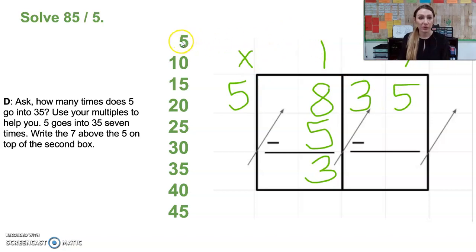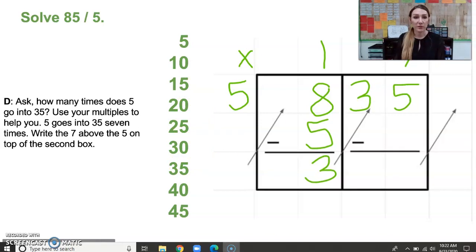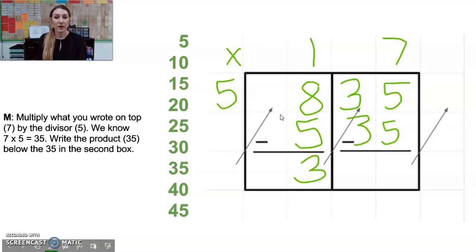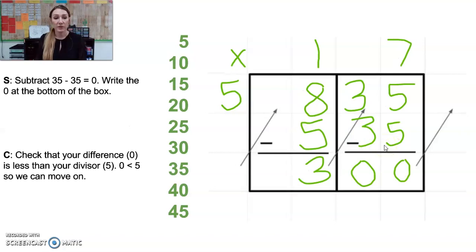Well, if I look at my multiples, I can see that it goes 1, 2, 3, 4, 5, 6, 7 times. So I'm going to put the 7, let me move this over. I'm going to put the 7 up top above the box that I'm dividing into. And next I'm going to multiply. So 7 times 5 is 35. I'll write the product below in the box. Then I'm going to subtract. 35 minus 35 is 0. I'm going to write those zeros in the bottom here.